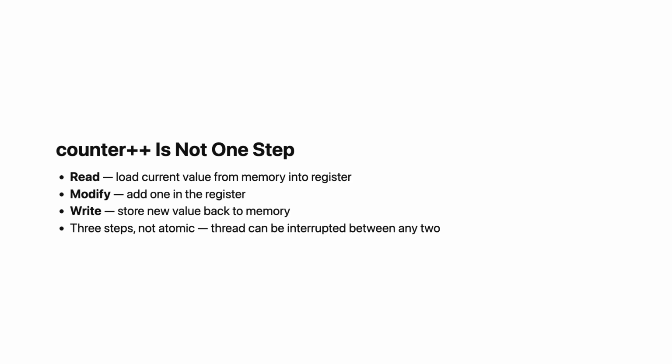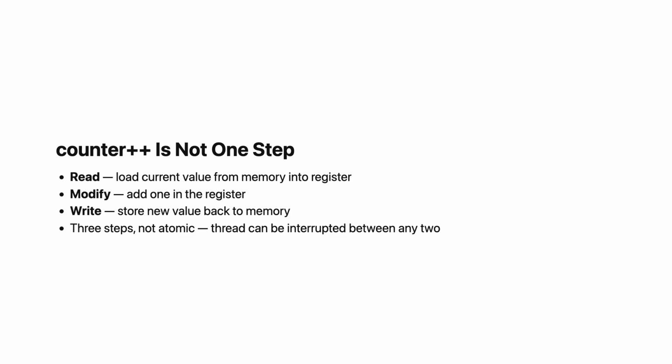This is called a read, modify, write operation. And the critical thing is that it is not atomic. Atomic means indivisible, something that happens as a single unit with no possibility of interruption. But a read, modify, write is three separate steps, and between any two of those steps the kernel can interrupt your thread and switch to another one. This tiny gap between the read and the write is where race conditions live.